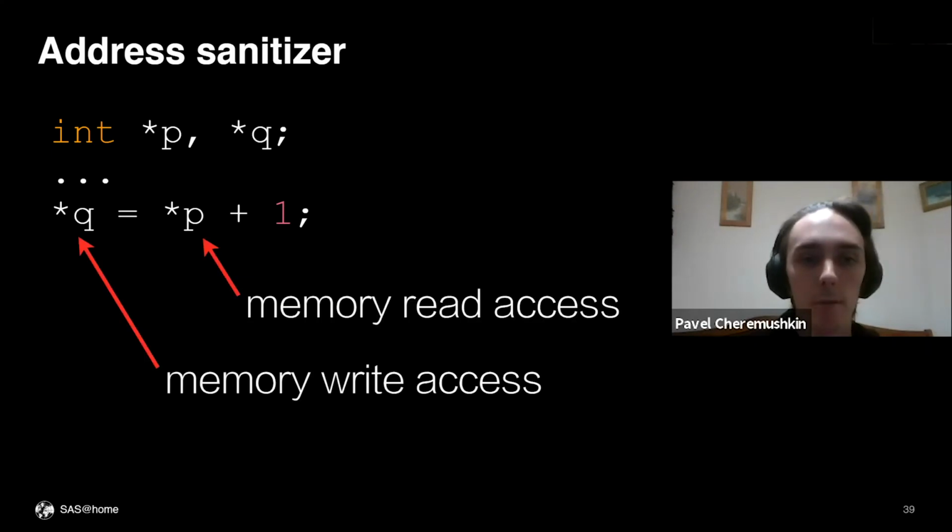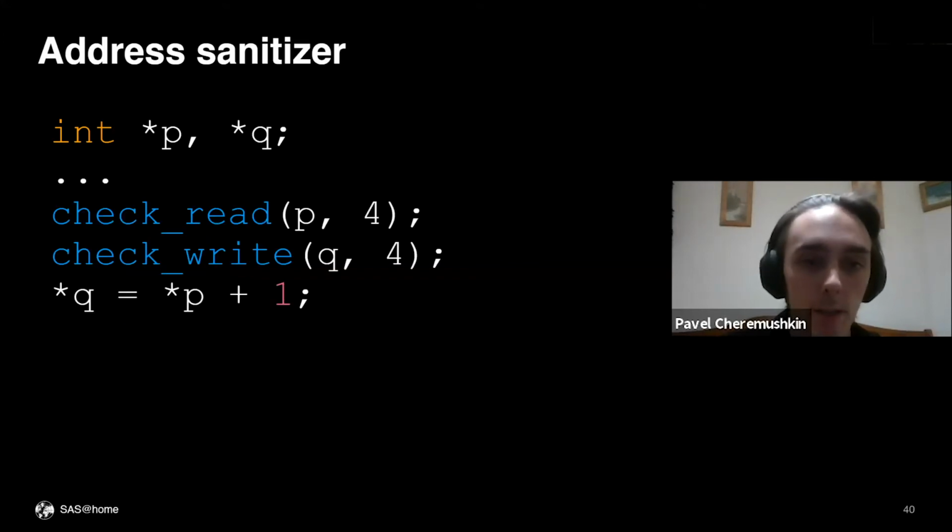So normally, if you have code like this, you have 2 pointers, pointer Q and pointer P, and here you are reading from the pointer P and you are writing to pointer Q. Address sanitizer actually works along with the compiler. It allows you to perform some checks on a runtime stage that no out of bounds memory has been accessed.